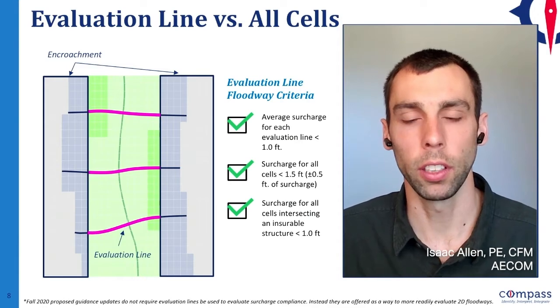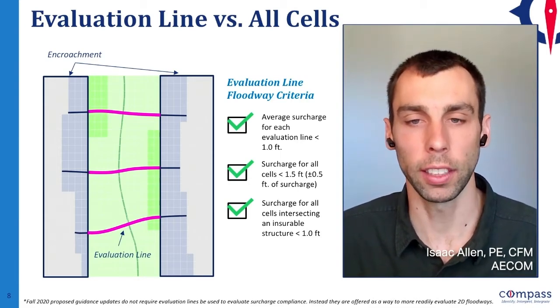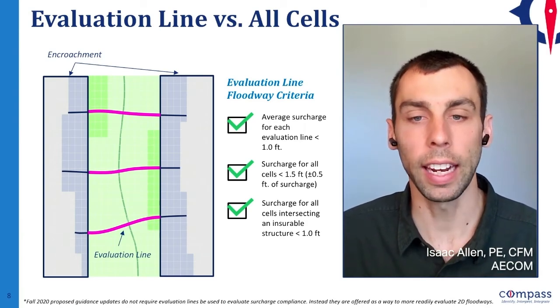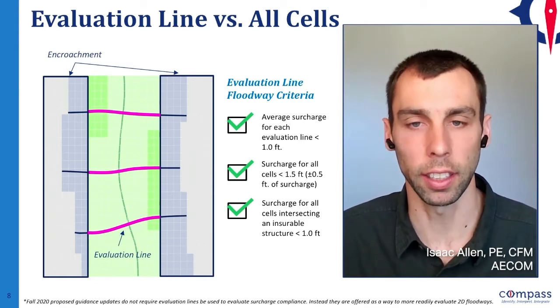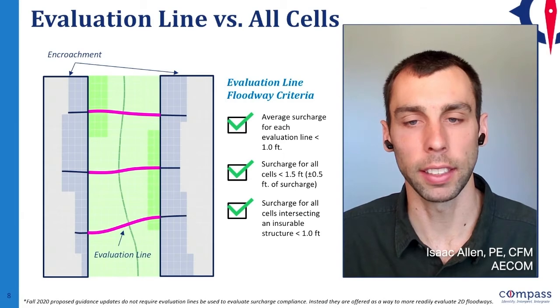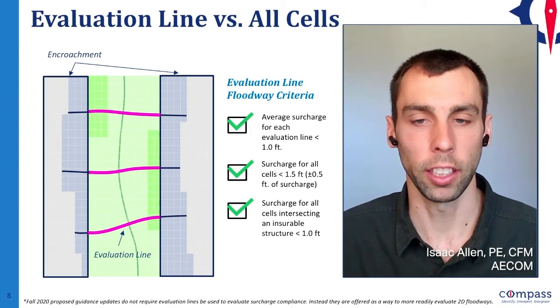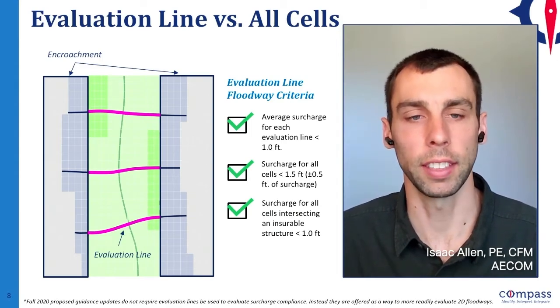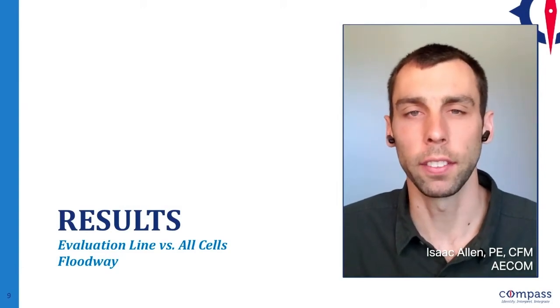The additional criteria that were included for this are that any cells that contribute to that surcharge average must be within half a foot of the required surcharge range. In addition to that, all other cells within the floodway must meet that same criteria of being within half a foot of your established surcharge range. In addition to that, any model elements that intersect an insurable structure must meet the 1 foot surcharge criteria or more restrictive state standard.